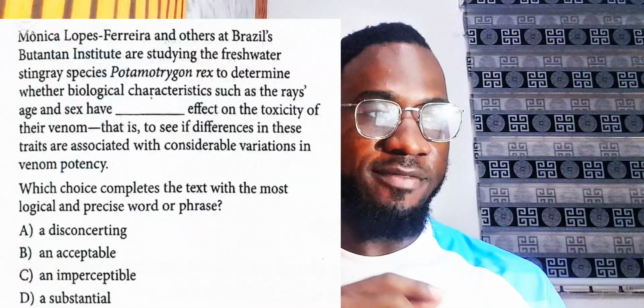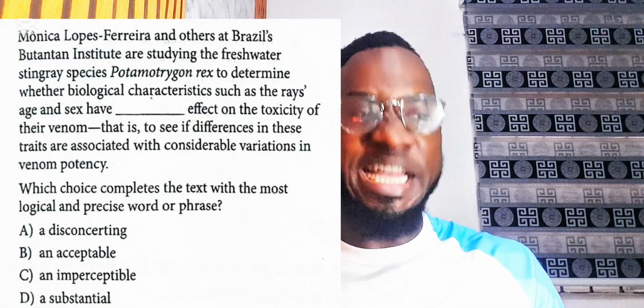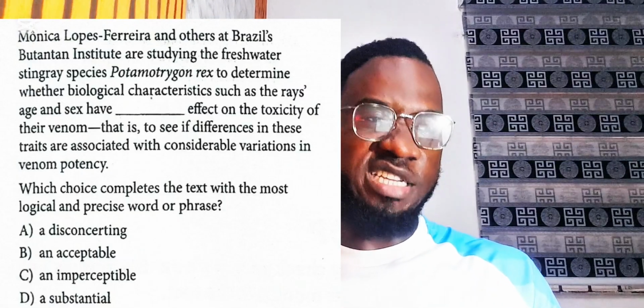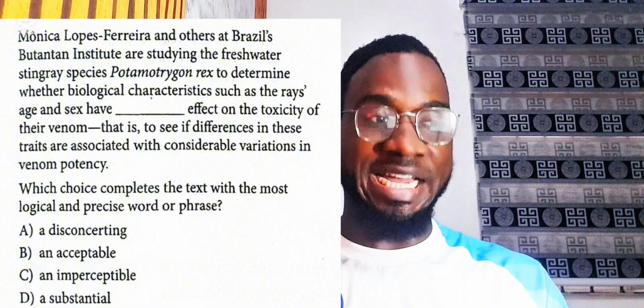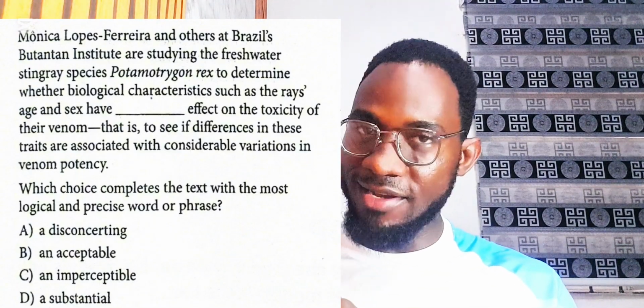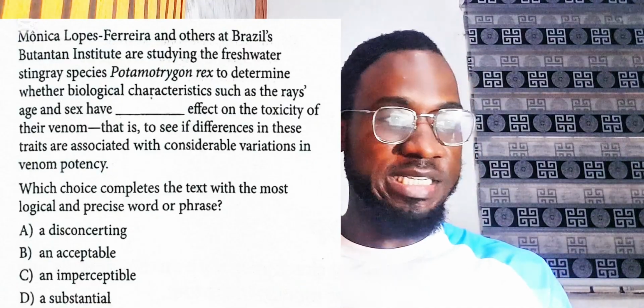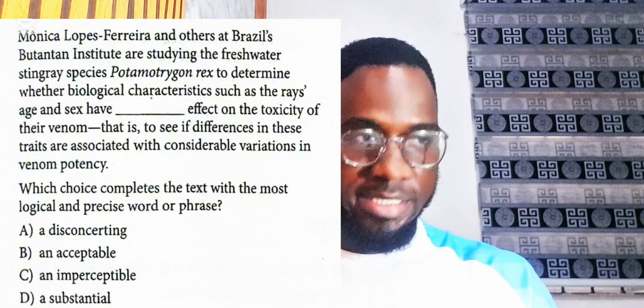Now let me see. I'm looking for a question that has complex words, right? I think I have one here. Yes, this question right now we have words like disconcerting, acceptable, imperceptible, substantial. I think you should be familiar with what substantial means. Substantial is from the word substance. So when something is substantial, it has substance, it has value, it has worth.